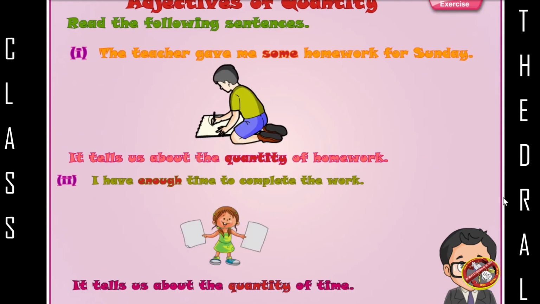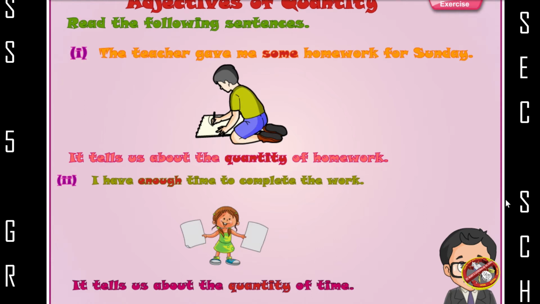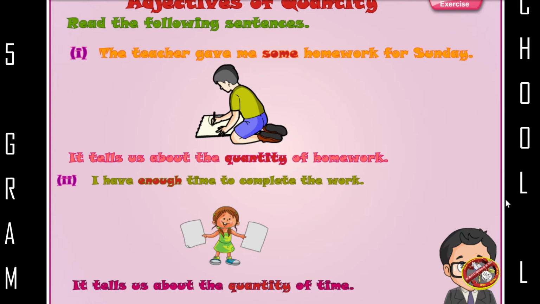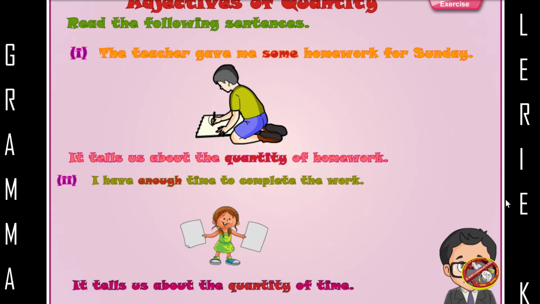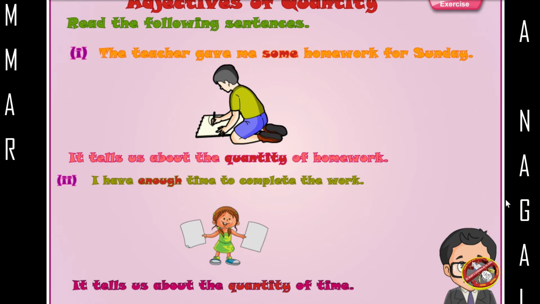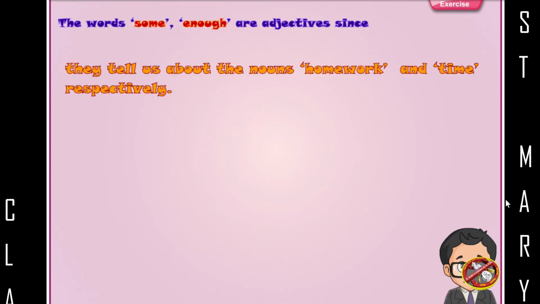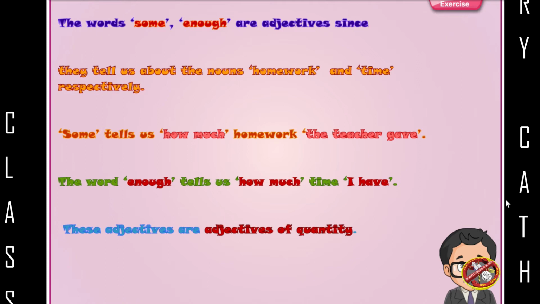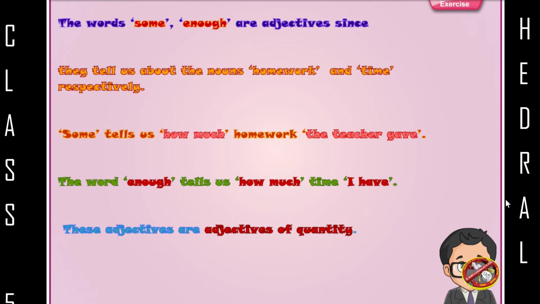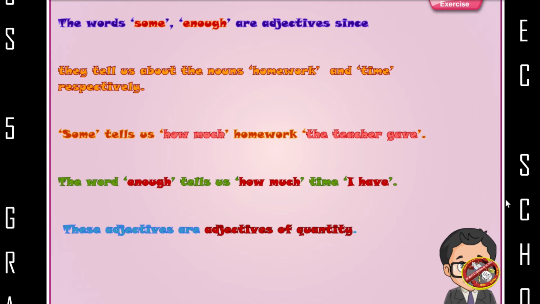Adjectives of quantity. Read the following sentences. The teacher gave me some homework for Sunday. It tells us about the quantity of homework. I have enough time to complete the work. It tells us about the quantity of time. The words some and enough are adjectives since they tell us about the nouns, homework and time respectively.